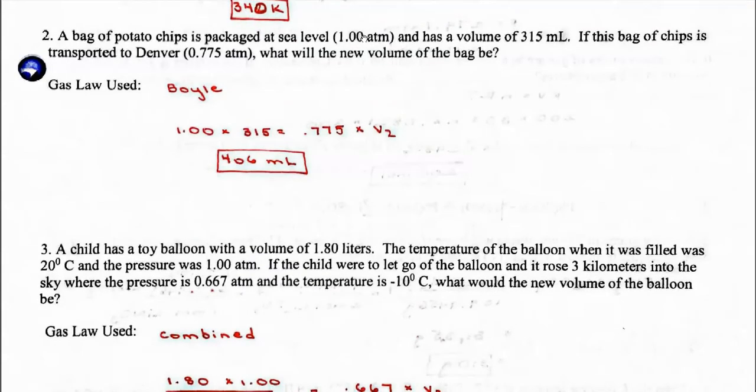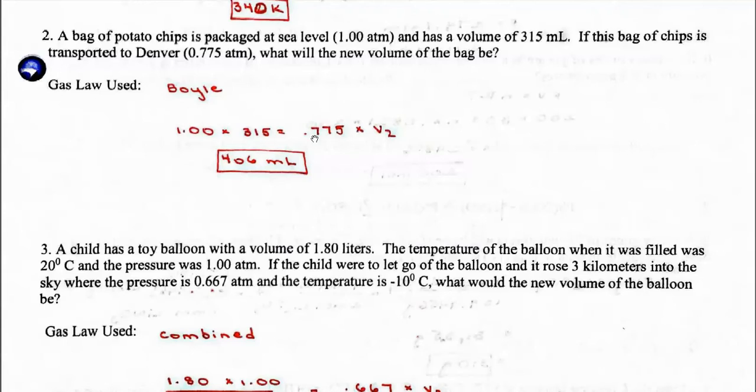The next question, we're dealing with pressure, we're dealing with volume, but we're not dealing with temperature. So temperature is staying constant, and I'm using Boyle's law, which is P1 V1 equals P2 V2. So here's my P1, one atmosphere. Here's my V1, which is 315 mils, which you can keep as 315 mils. That's fine. It doesn't need to be in liters. 0.775 atmospheres, and I'm solving for V2.